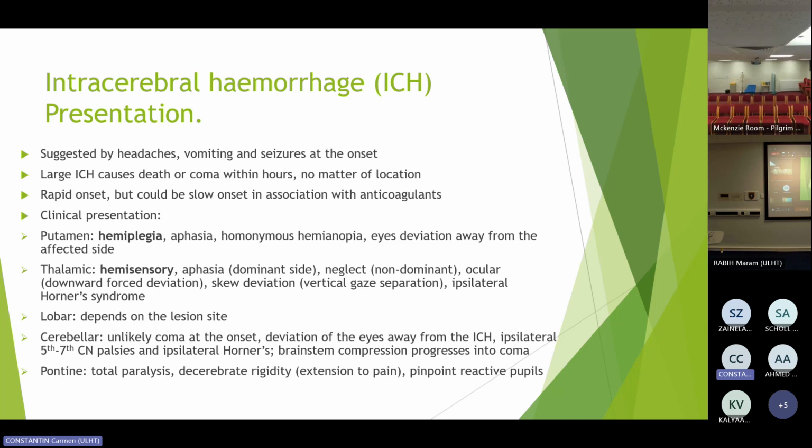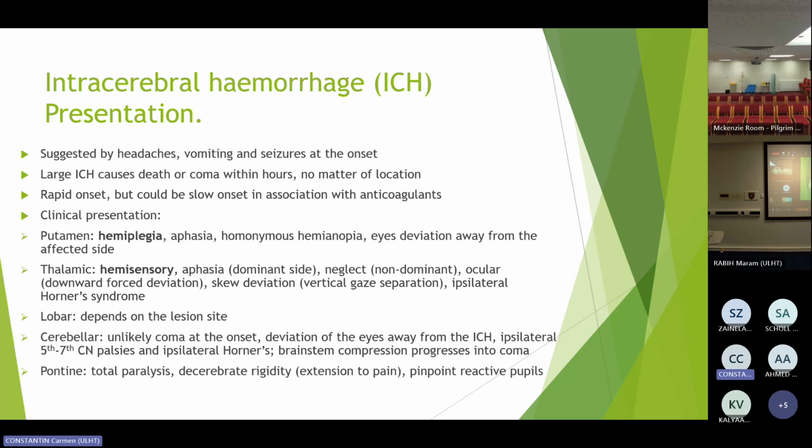So how do they present? Hemorrhagic strokes could be presenting by any feature of the following, but they are more highly suggested by presentation with headache, with vomiting, and seizure at the onset. Large hemorrhages could cause death or coma within hours, regardless of the location anatomically. They have a rapid onset, but they could be slow, especially in the presence of anticoagulant treatment.